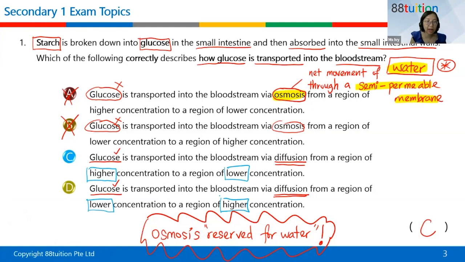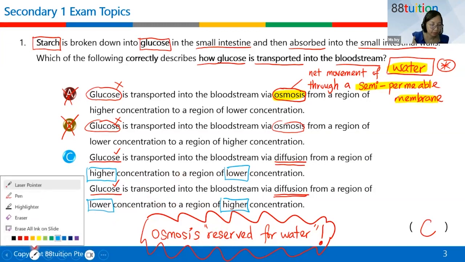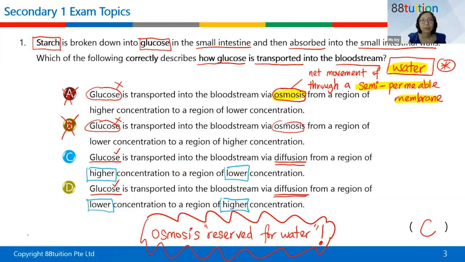Can everyone type into the chat, higher to lower or lower to higher? How is the movement? Type in the chat, is it higher concentration moving to lower concentration or the opposite? Can you tell me, higher to lower or lower to higher? Thank you, Zixuan. Thank you, Chloe.